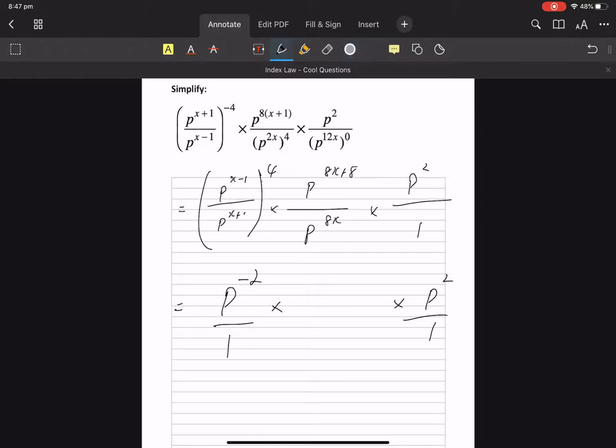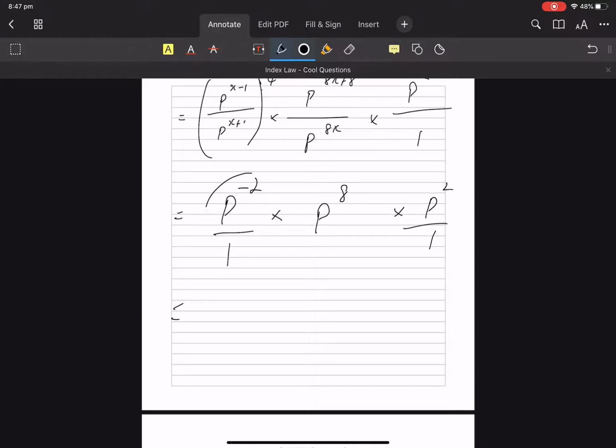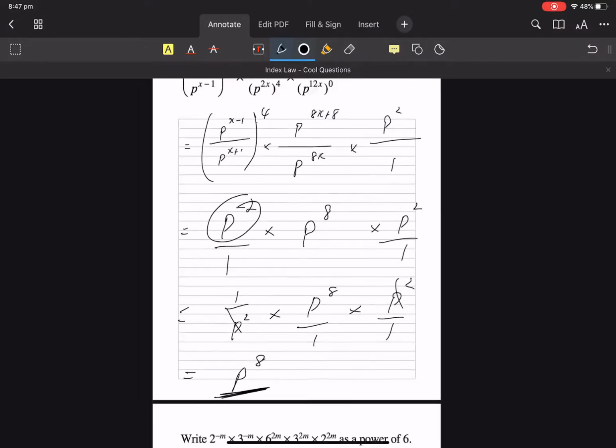okay, here we are dividing like bases. So we subtract, so it's 8x plus 8 minus 8x. This p goes to the bottom, and clearly they cancel. So the answer is just p to the 8.